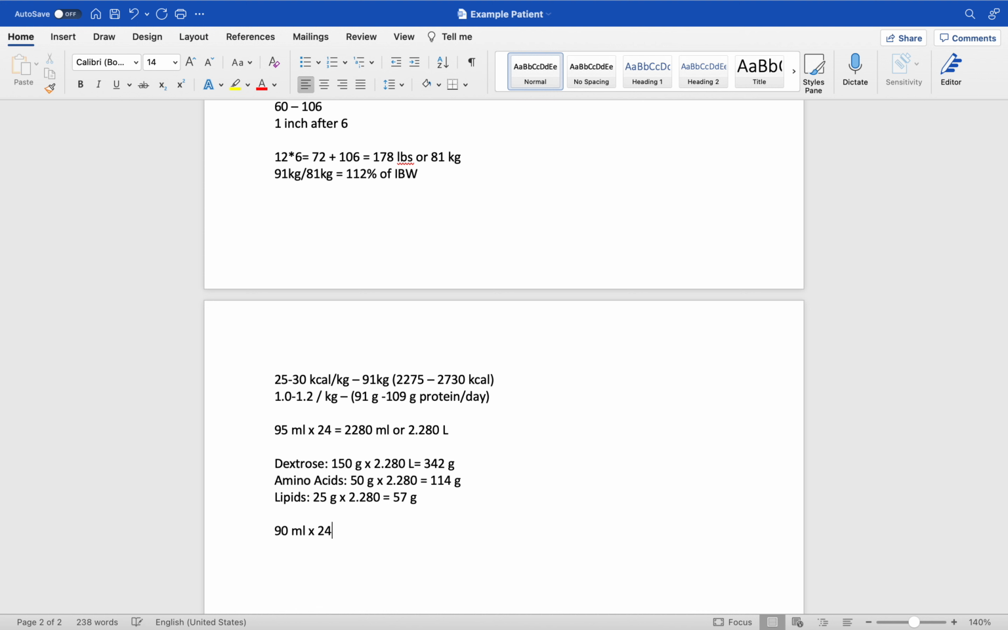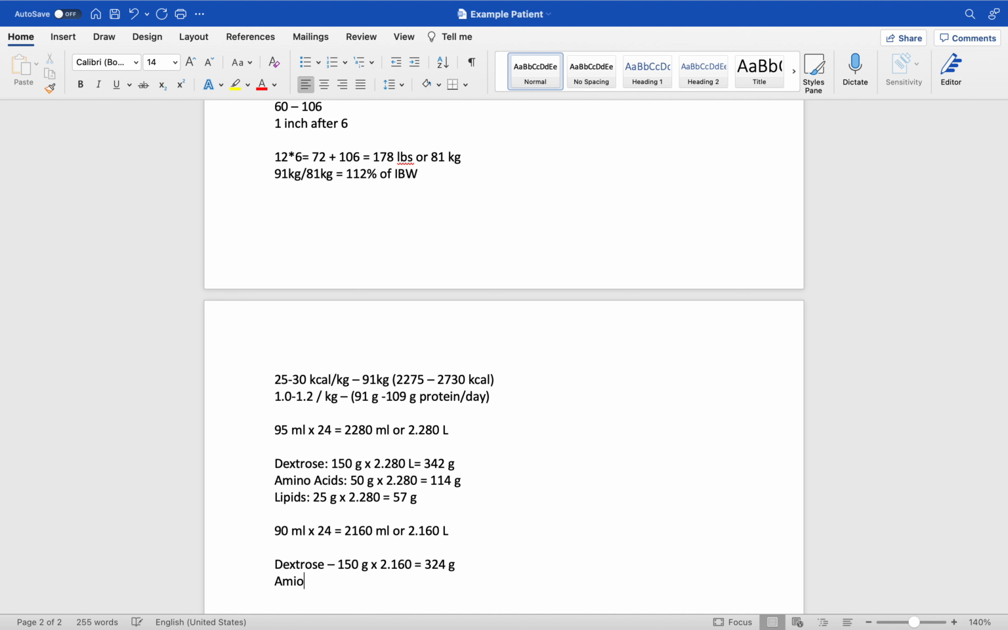So 90 times 24 equals, okay, that many milliliters, or 2.160 liters. Again, let's do dextrose. 150 grams times 2.160 equals 324 grams of dextrose in a 24-hour period.